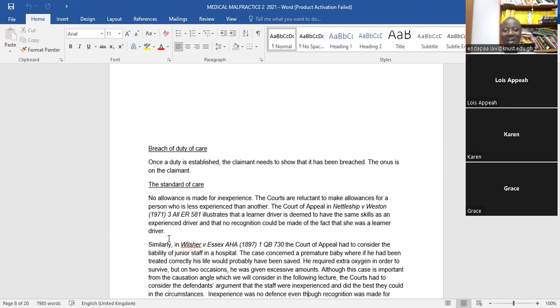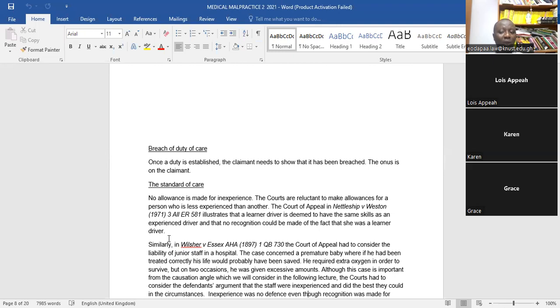Now, in the normal tort law, we know that the duty of care is what we call the reasonable man standard. In other words, what the reasonable man will have done, or what the reasonable man will not have done. That is what is usually called the standard of care in trying to establish whether there has been a breach of duty of care or there has not been a breach of duty of care. But in this regard, we must remember that the court does not make any allowance for inexperience.